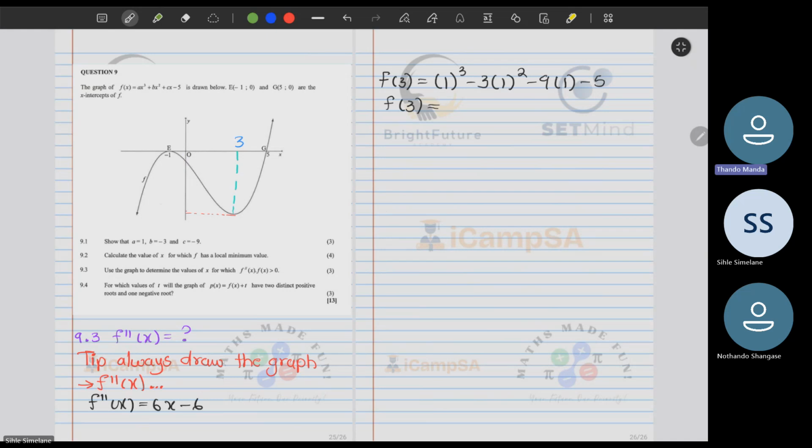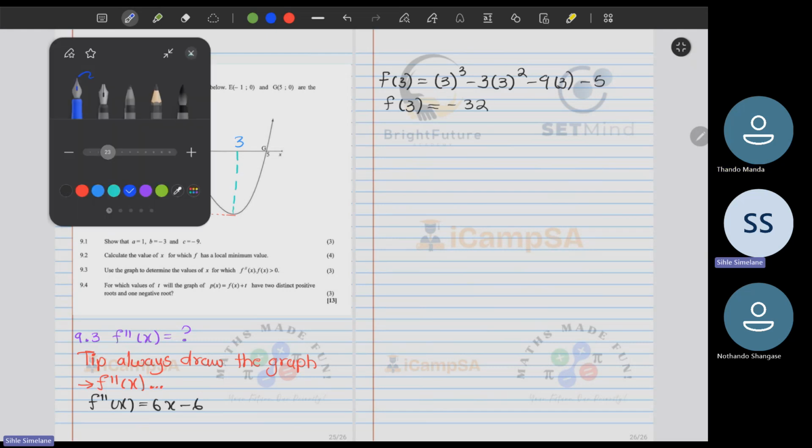Sir, why are you substituting 1 instead of 3? Guys, so y is 1. Now let's put in 3, f of 3. There's two ways we can solve this problem. Let's go this way. Yep, we can do this. Negative 32. Negative what? 32. Did you say negative 32?